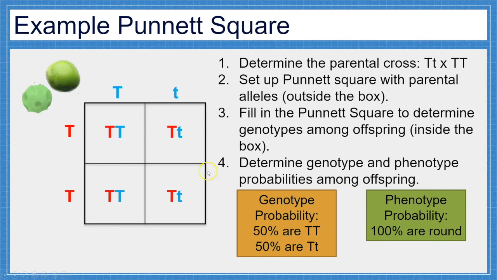Phenotype probability: all of these have a dominant allele in them, which means they're all going to express that dominant phenotype. In this case, the dominant phenotype is round peas. So in this case, 100% of the offspring are going to have round peas. So even though half of them end up having a heterozygous genotype and have the recessive trait in their genes, they won't express it because the dominant one is also present. So all of them will actually express the dominant phenotype, which is round peas.